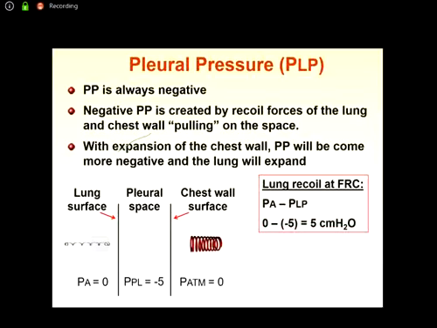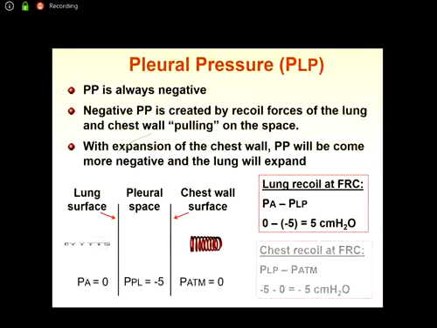If you want to do it in millimeters mercury, you can say the alveolar pressure is 760 millimeters mercury. The pleural pressure is 755 millimeters mercury. So when you do 760 minus 755, you get positive 5. So that 5 centimeters water difference in pressure, positive, keeps the lungs from collapsing. Okay, it's basically pulling that lung open using a 5 centimeters water force.